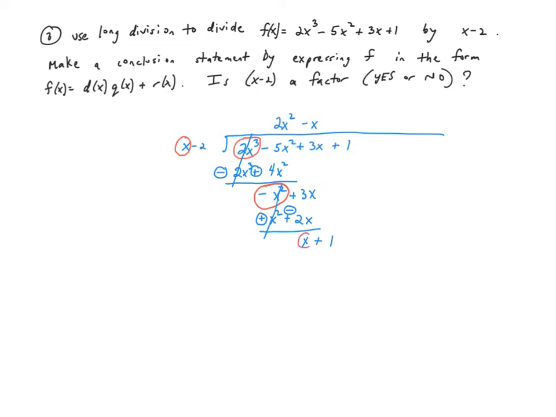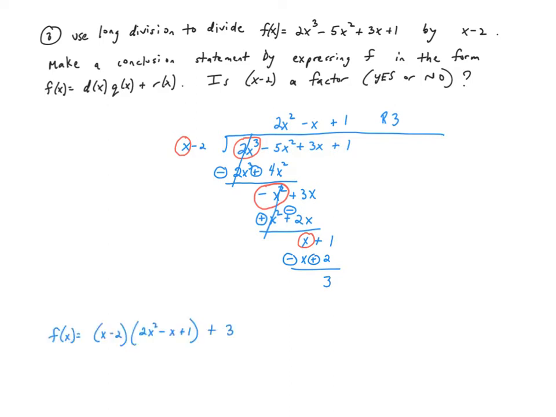X goes into x one time, so therefore we got plus 1. Multiply to get x minus 2 and then subtract, which means change the signs. The remainder is 3, so up here we can put R3. It's time to use our division to make a conclusion statement.